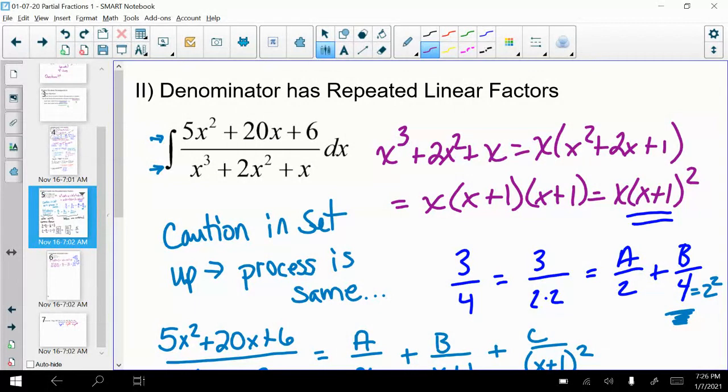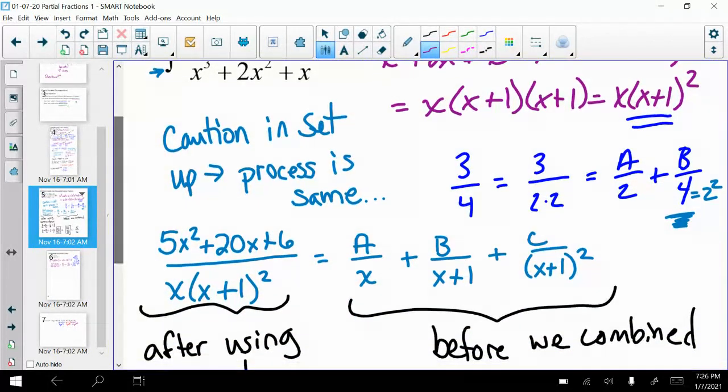What makes the second one special is that we have this repeated factor here of x plus 1 squared. What's tempting a lot of times is that we remember to use this denominator of x and this denominator of x plus 1 squared, but sometimes we forget about this x plus 1 denominator. So the caution is in the setup. If you have a repeated factor, like x plus 1 squared is repeated because it's squared, we need to have the x plus 1 squared and then the x plus 1 to the first power. If it were cubed, we'd need an x plus 1, an x plus 1 squared, and an x plus 1 cubed. So just be careful there.